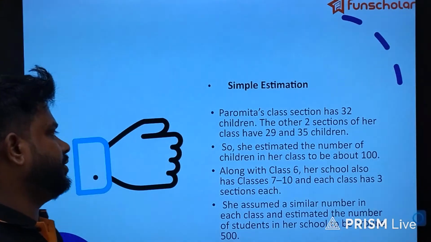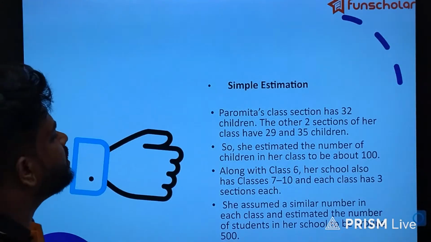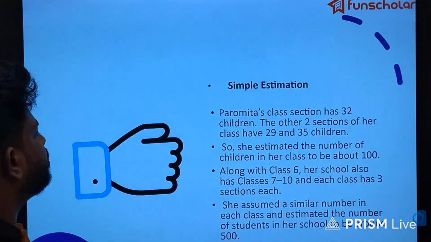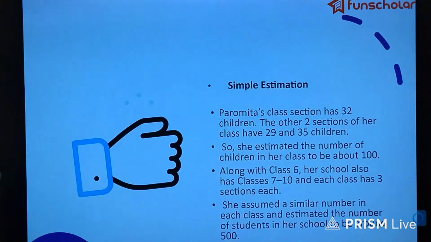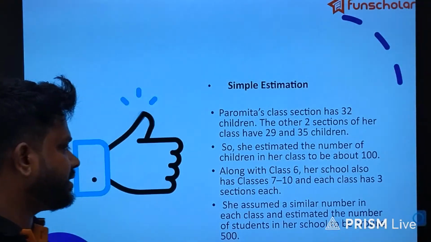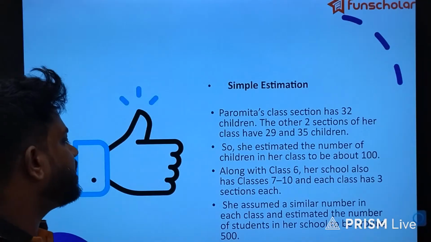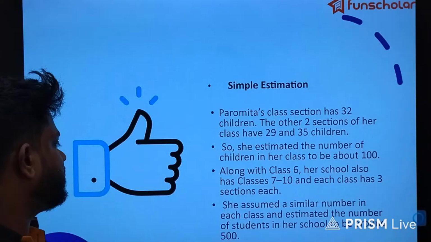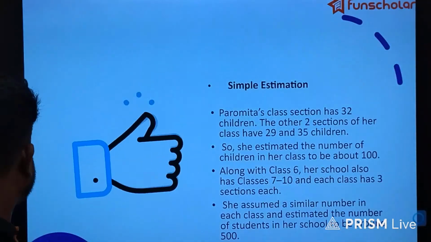Now simple estimation. Paromita's class section has 32 children. The other two sections of her class have 29 and 35 children. So she estimated the number of children in her class to be about 100. Along with class 6, her school has classes 7 to 10 and each class has 3 sections each. She assumed a similar number in each class and estimated the number of students in the school to be around 500.